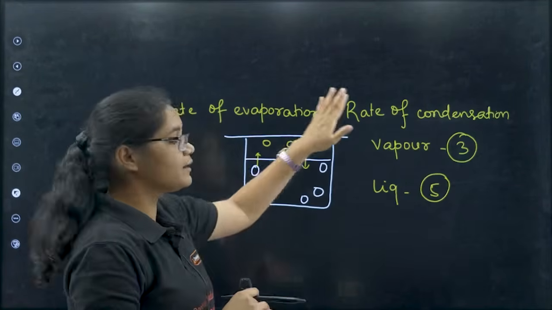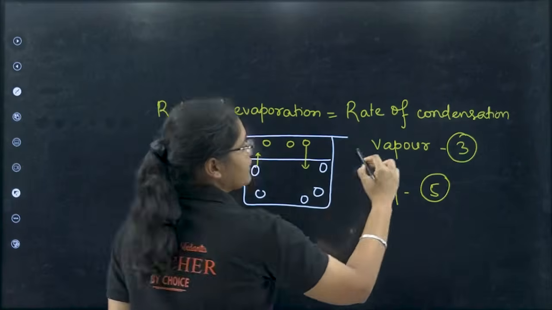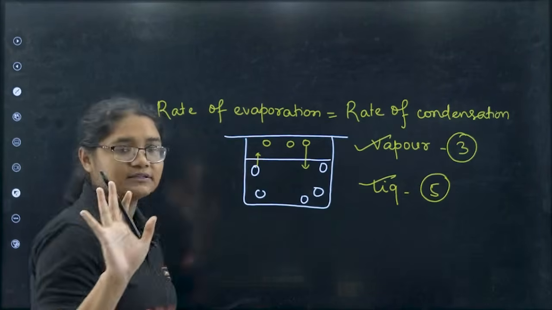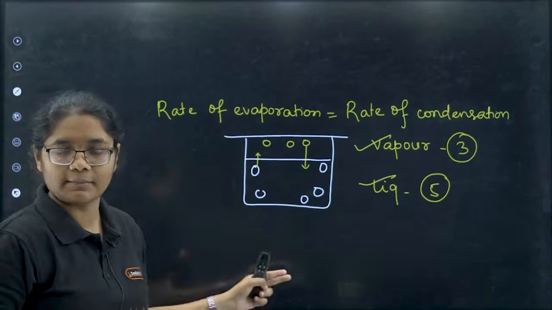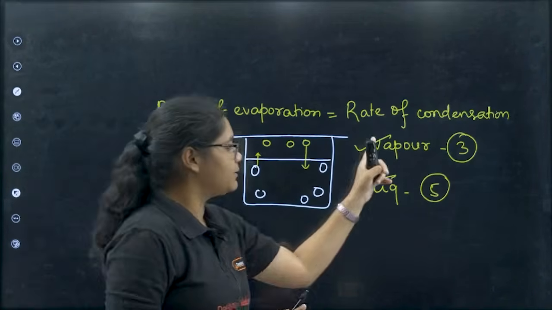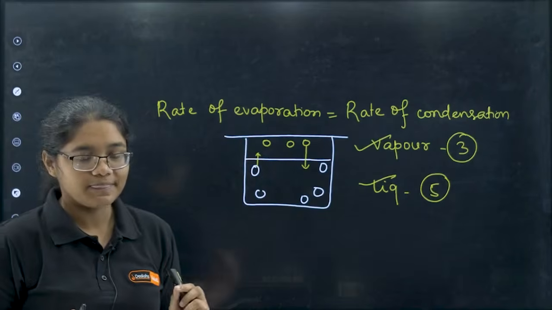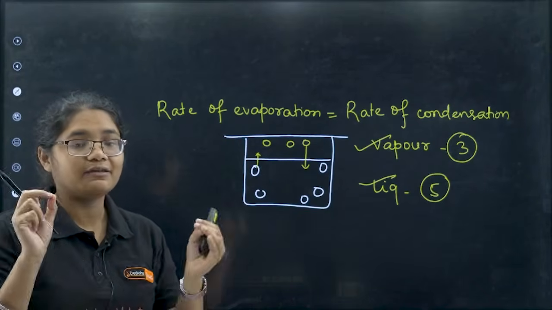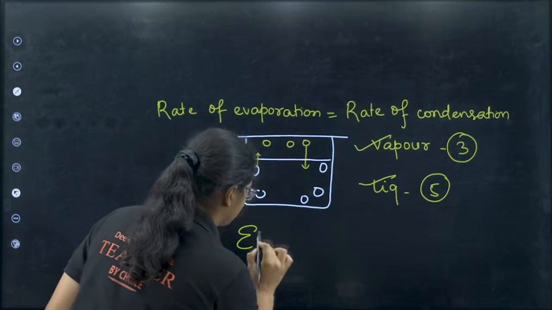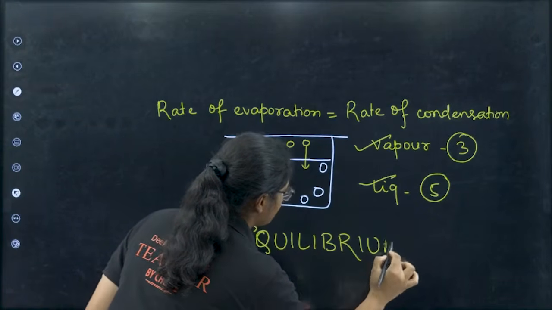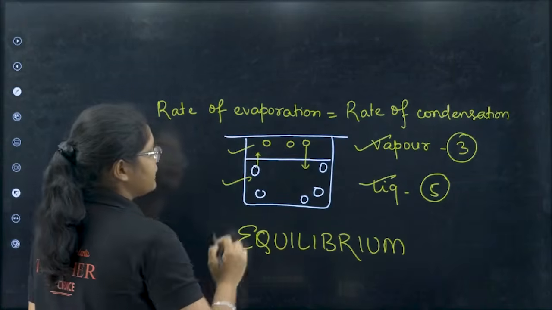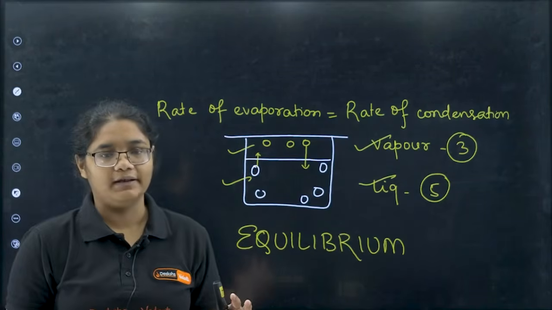If this rate becomes equal, what will happen? The number of particles in the vapor phase and the liquid phase will remain constant. Suppose 2 are going and 2 are coming down, 3 are going and 3 are coming down. The concentration of the vapor and liquid phase will remain constant. That is the point where we say equilibrium has been attained. Equilibrium between what? Equilibrium between the vapor phase and the liquid phase, right?